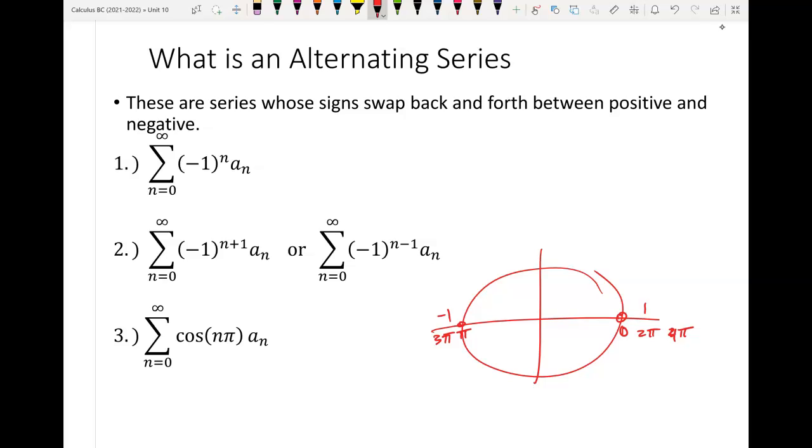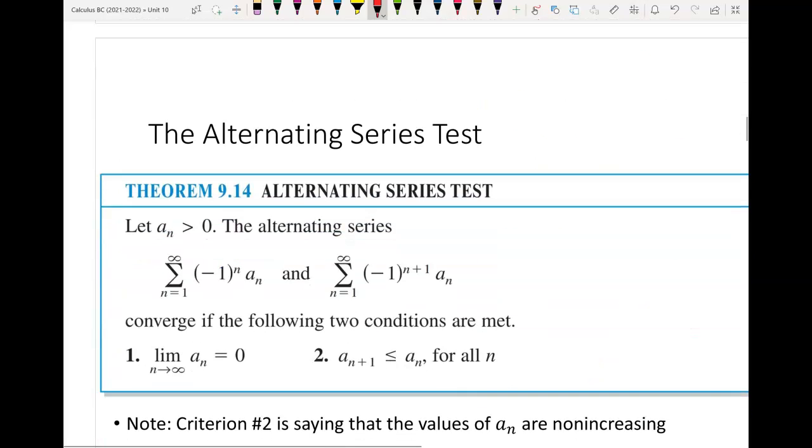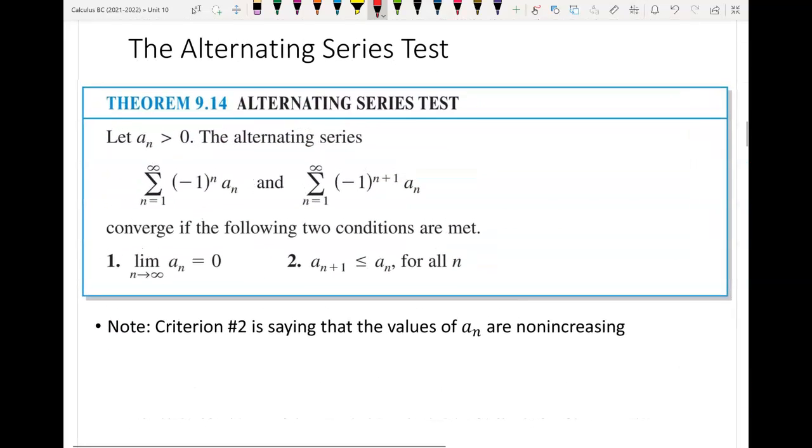We've seen that alternating component. So let's talk about our alternating series test. I'll give you some time to write that down, and we'll talk about it.